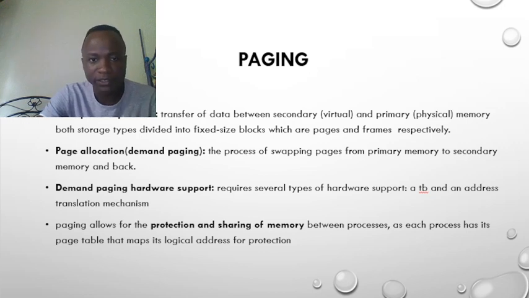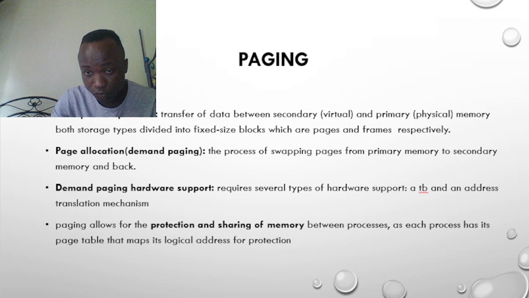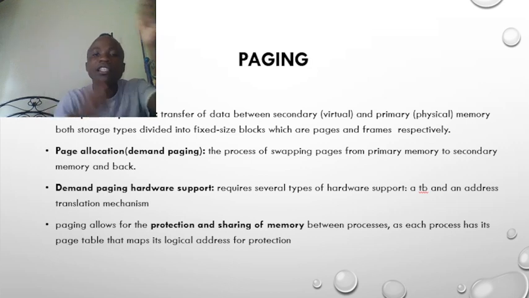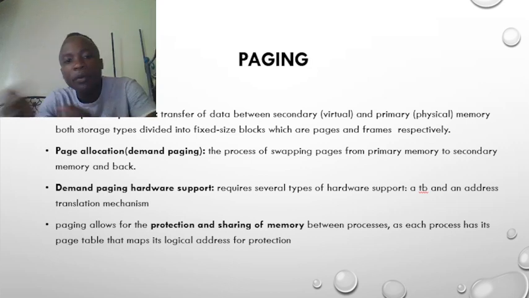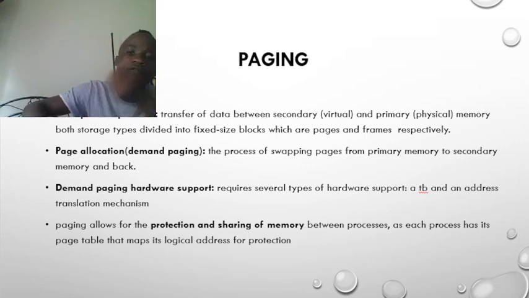What is paging? Paging is, in simple terms, the transfer of data between secondary and primary memory, both storage divided into fixed precise blocks, which are pages and frames respectively. Here the frames represent the main memory or the physical memory, and the pages represent the virtual memory or the logical memory. This is like swapping. Paging is like the swapping of items or processes between virtual and physical memory, or between physical and virtual memory.